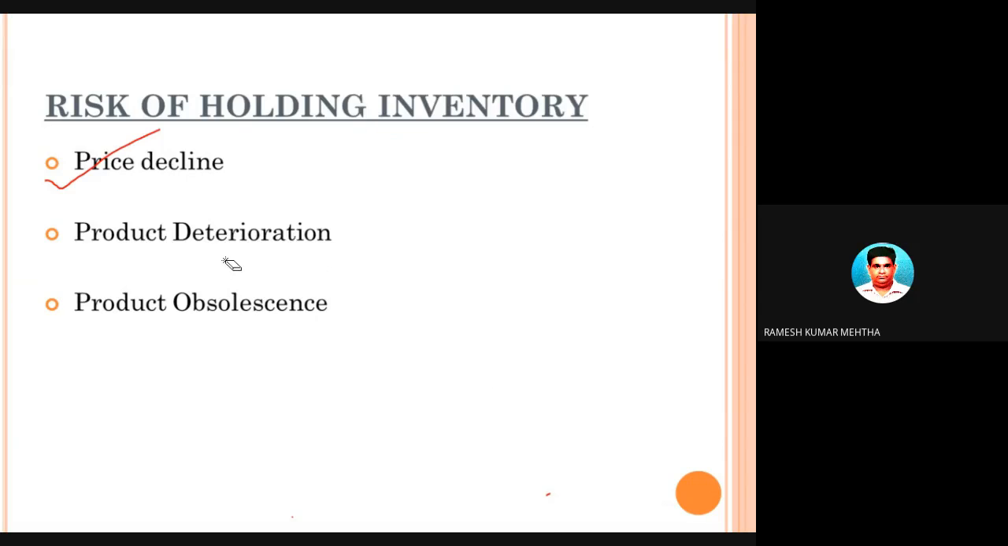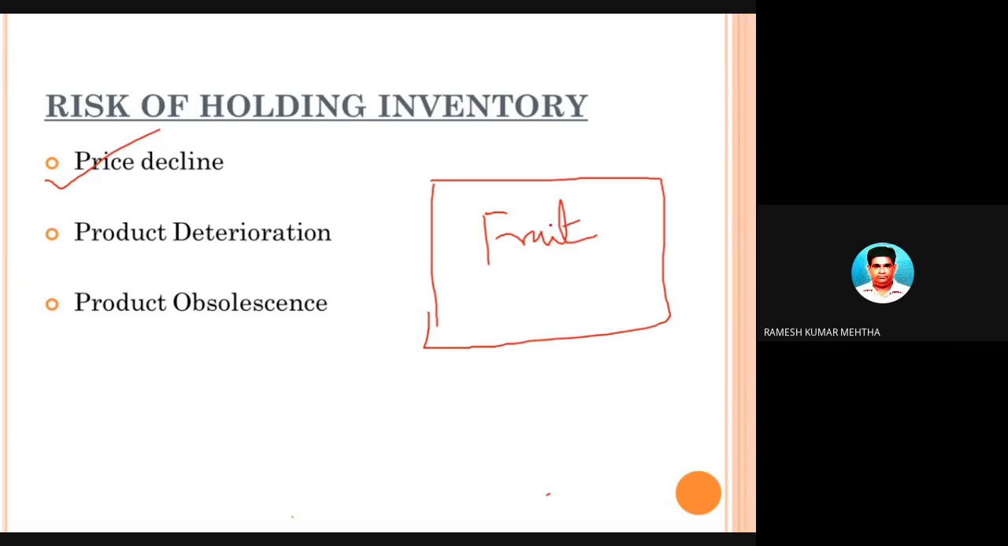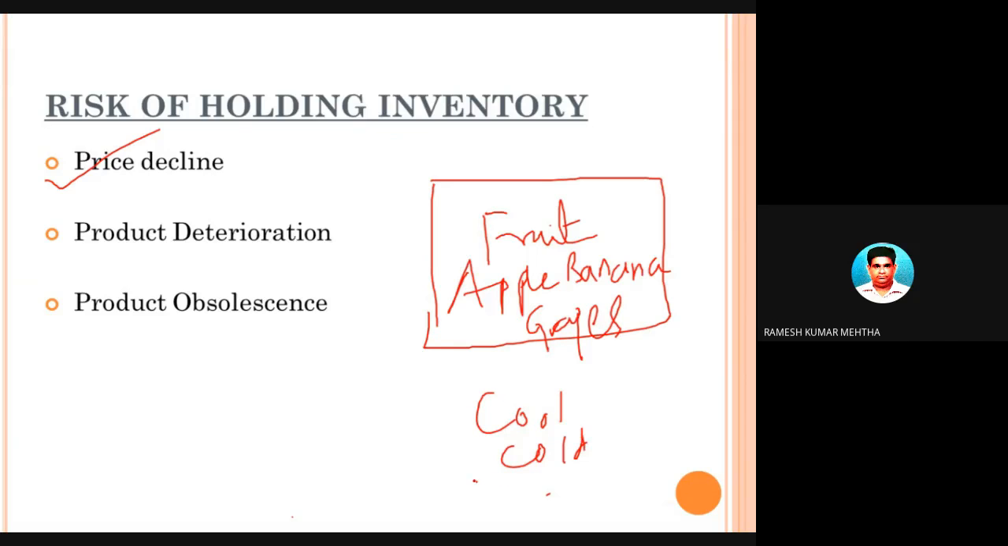Now next one is product deterioration. Yesterday I told you about product deterioration, if you remember. For example, this is a fruit vendor, and he has stored apples, bananas, and another example is grapes. And the weather has become cool and cold. Because of this, the demand has dramatically decreased.